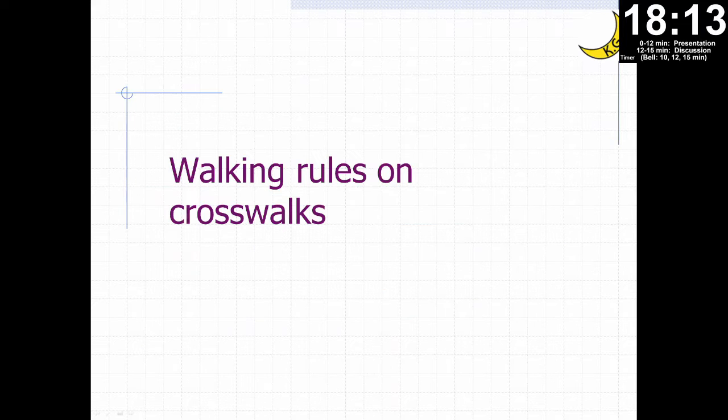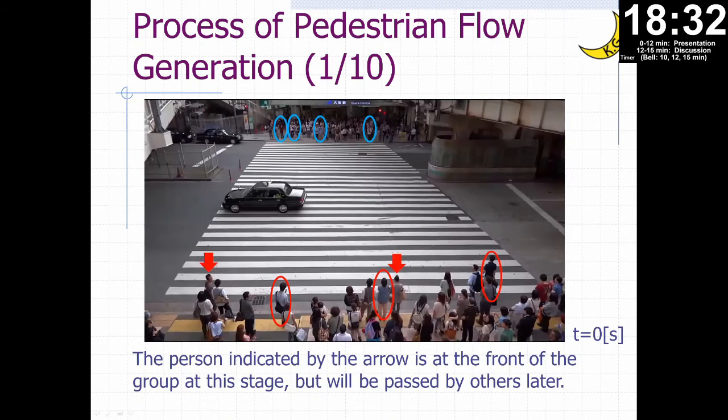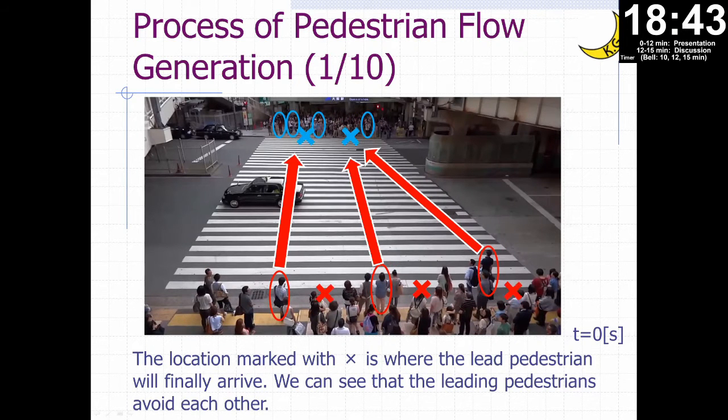First, I explain the walking rules on the crosswalk. In the process of pedestrian flow generation, people are waiting for the signal. The person surrounded by a colored circle is a pedestrian who is the first in the pedestrian group to start crossing. The person indicated by the same arrow is at the front of the group at this stage, but will be passed by others later. The location marked with X is where the pedestrian will finally arrive. We can see that the leading pedestrians avoid each other.